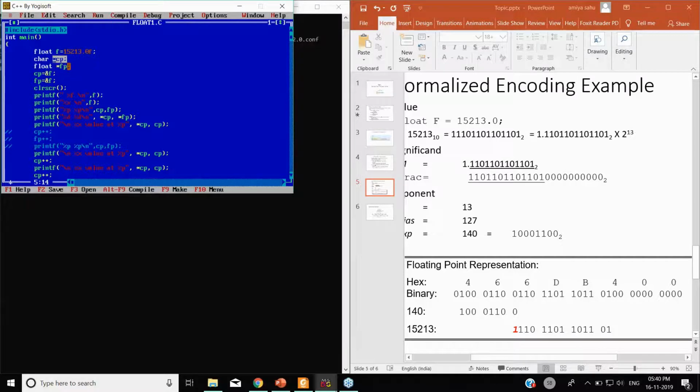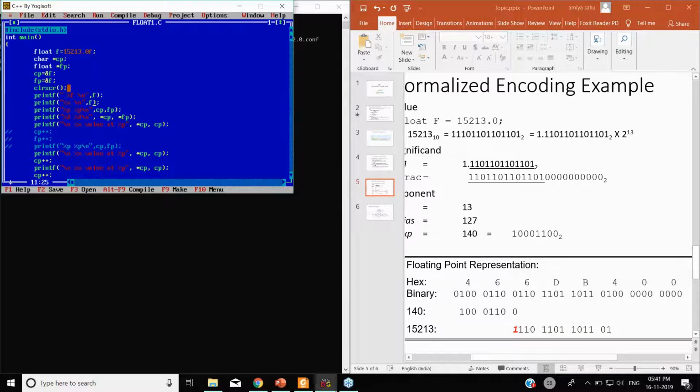I have also taken a float pointer and obtained the address of the f variable in CP and FP as well. Thereafter we have cleared the screen to see the output clearly. Then the first printf function prints the value of f in floating point number format.